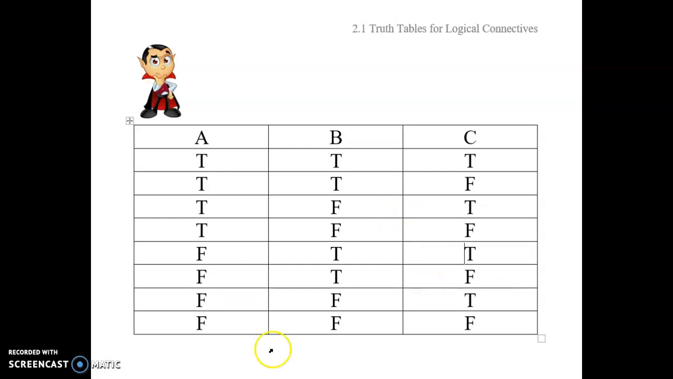So I hope you find that helpful. First, you figure out how many rows it's going to have by using your 2 to the n formula, where n is the number of propositional constant types occurring in the sentence. And then you just start at the right and alternate down until you're done. And then you move left and double up, move left and double up, move left and double up.